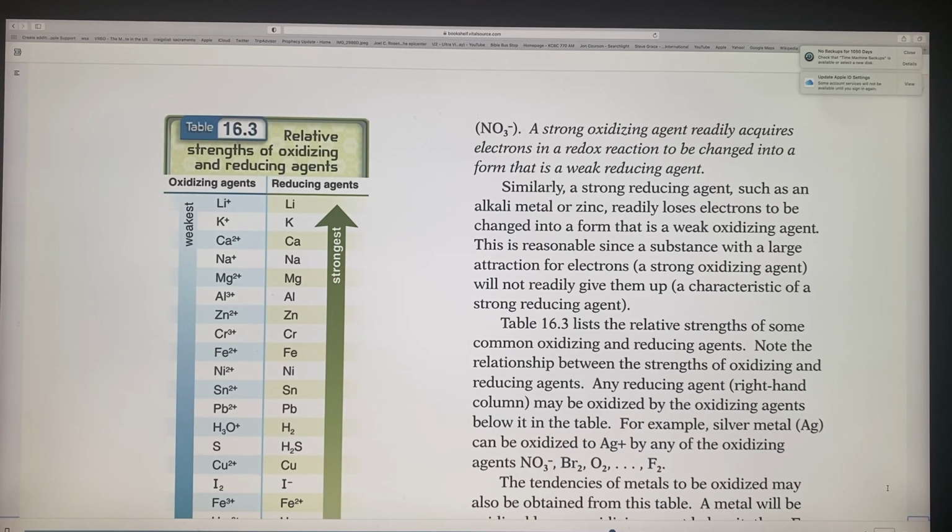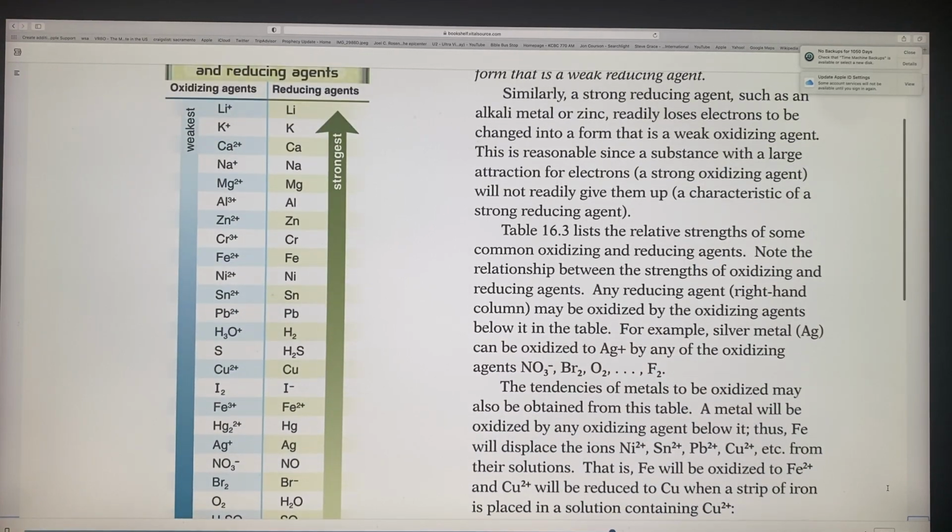So similarly, strong reducing agents such as alkali metals or zinc readily lose electrons to be changed into a form that is a weak oxidation agent. This is reasonable since a substance with a large attraction for electrons, a strong oxidating agent, will not readily give them up, a characteristic of a strong reducing agent. So these are lists here. This list here is very important. It says the relative strengths of some common oxidating agents and reducing agents are in here. And you can see the relationship.